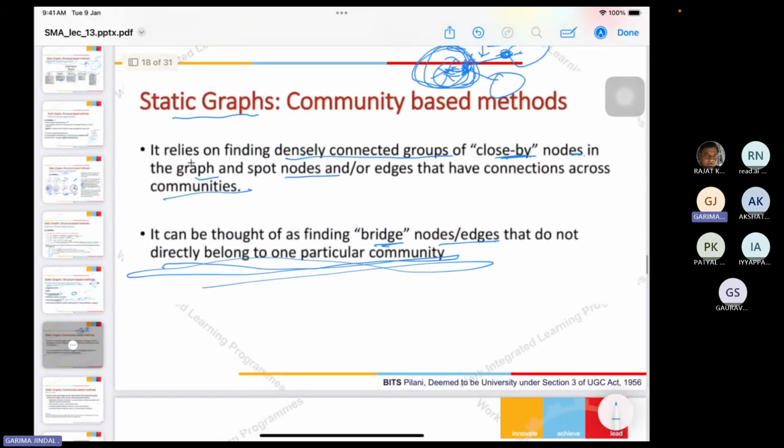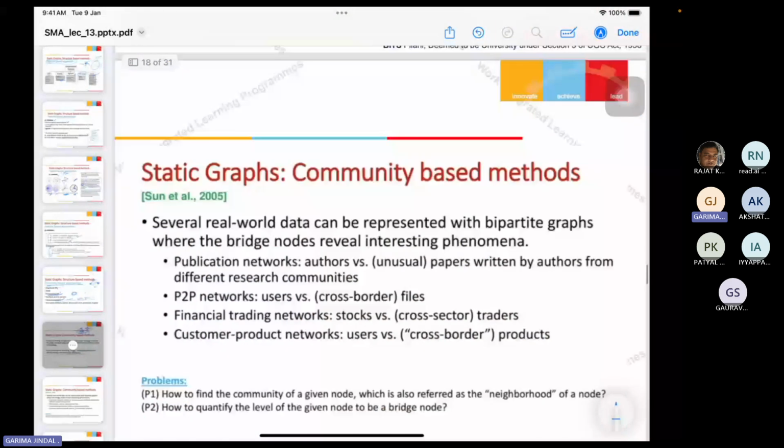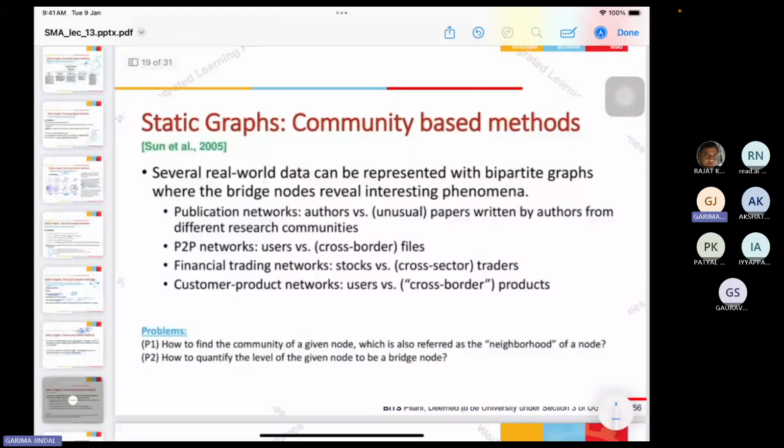Here we have discussed the idea of community-based anomaly detection, where we try to identify the communities, and in the communities, we try to identify the bridge nodes, and the bridge nodes can be considered anomalous. Now there is this algorithm; the paper is referred to in the slide. This particular paper tried to identify the communities in static graphs.